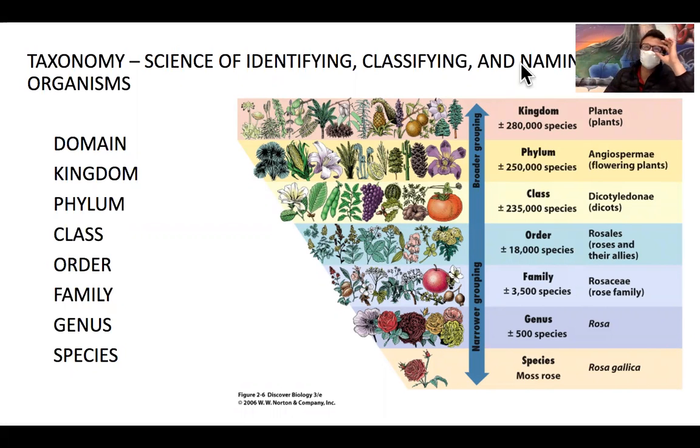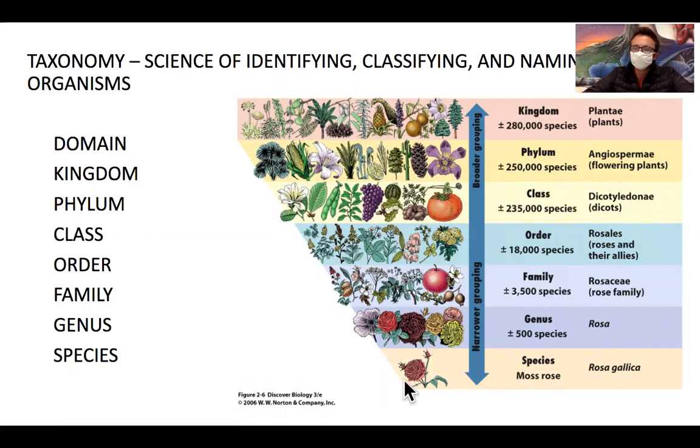In the last 15, 20 years, they've actually decided to split the Monera into the Eubacteria and the Archaea, because they realize that even within the prokaryotes, there's a lot of difference. Then we get down to kingdom, phylum, class, and it gets more and more specific.